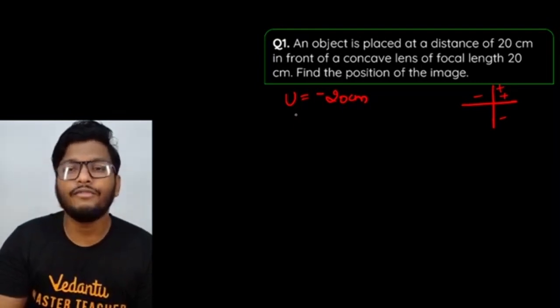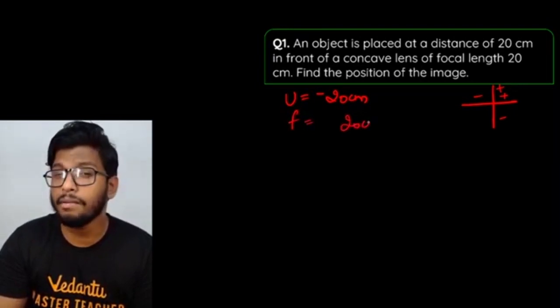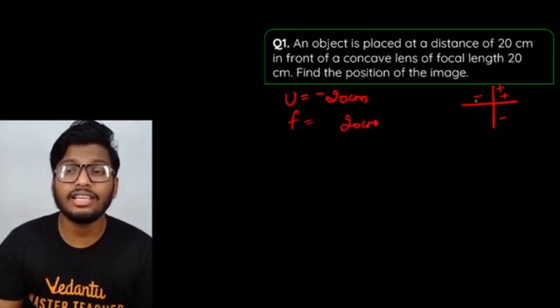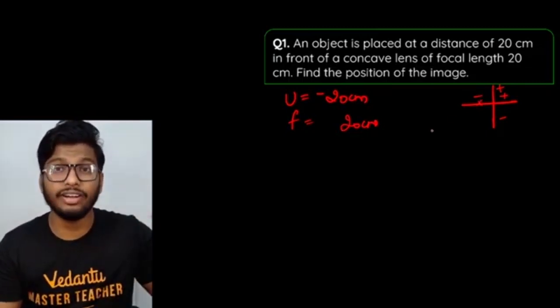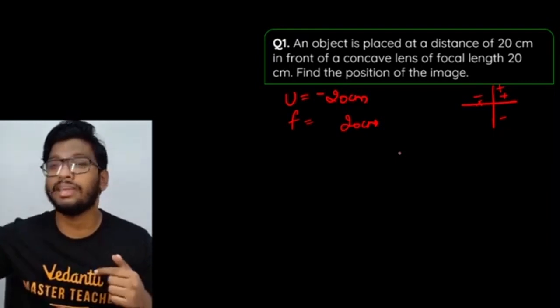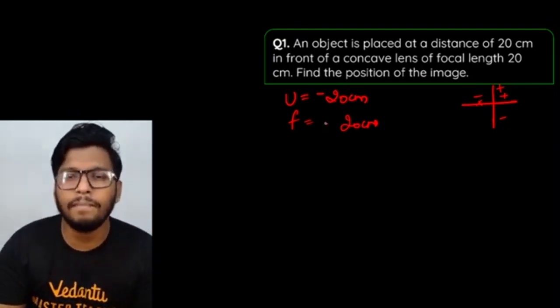Second, the focal length of the concave lens is given as 20 centimeters. Remember that for a concave lens, the focus is going to be negative. It's going to lie in front of the lens. For a convex lens, on the other hand, the focus is going to be positive because it lies behind the lens. So again, this is going to be minus 20.